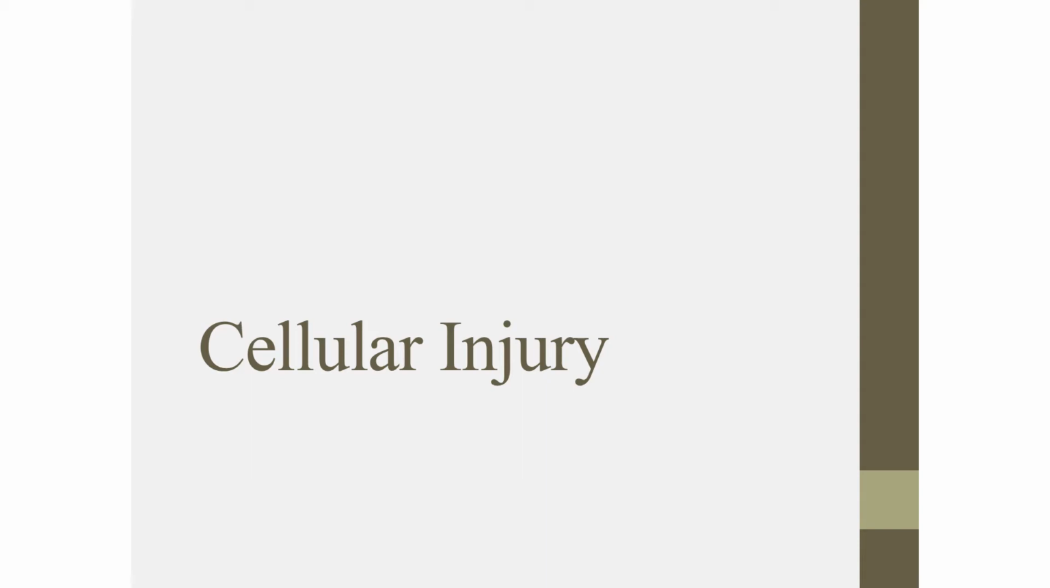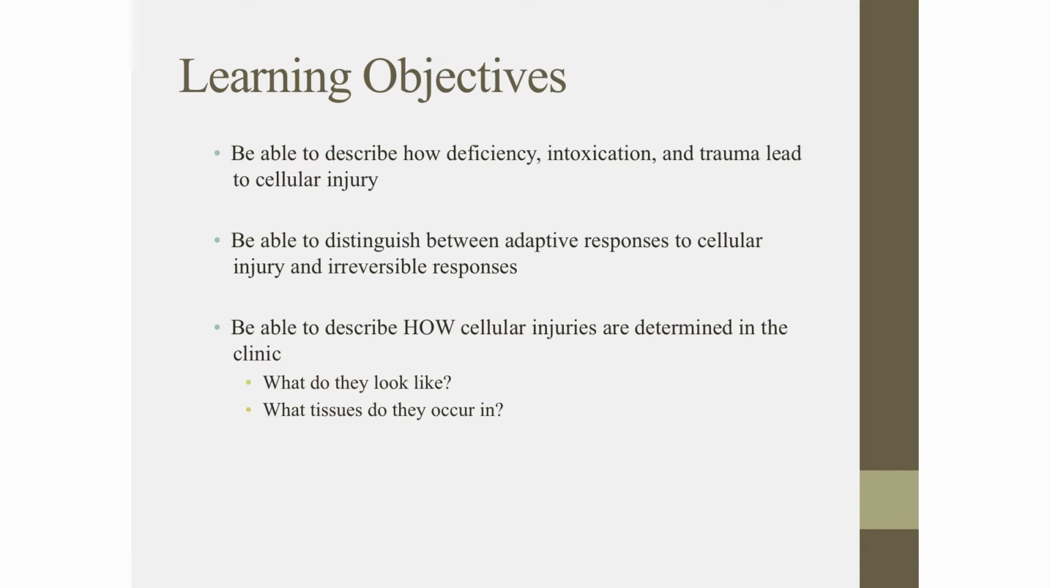Hi everyone, this is going to be a talk about cellular injury, so the different ways that cells can become damaged. And before there is damage to a cell, the cell will change to adapt, and we're going to call those things adaptive changes. So for your minimum learning objectives here, we'll talk about how different agents of injury can lead to damage to the cell or adaptation to the cell.